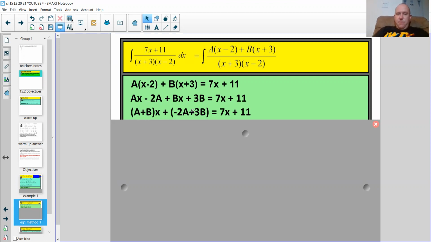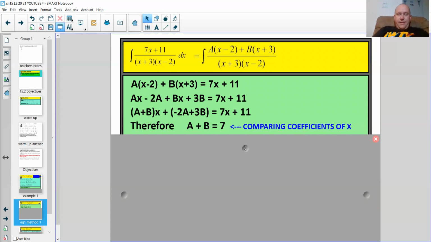Negative 2a plus 3b, that's just my constant, so I could put those together as well. And then what I can say is, if these things are equal, then the number of x's must equal the number of x's. So a plus b must equal 7. And what we call this is comparing coefficients. And specifically, we're comparing coefficients of x for this question.